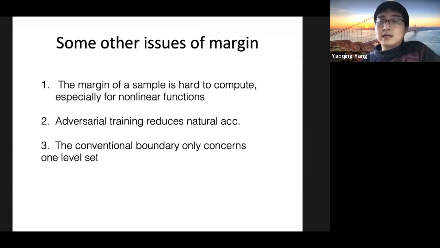The third one is that the conventional decision boundary only concerns one level set, which is the level set at which you will change the prediction. So by introducing boundary thickness, we effectively consider more than one level set. That is also why boundary thickness is a generalized concept of margin.